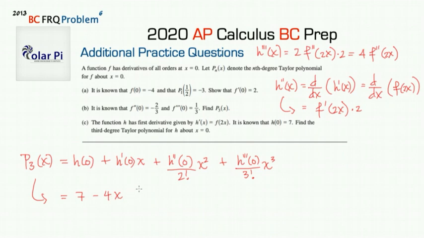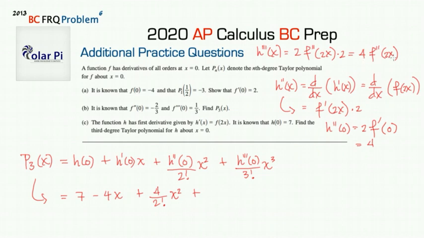So we've got -4x plus, and then h double prime of 0, we labored hard to find. It's right here. And that was 2 times f prime of 2x. So h double prime of 0 is going to be 2 times f prime of 2 times 0, but that's just 0. So it's just 2 times f prime of 0. Now f prime of 0, as we found in part A, was 2. So we're going to get 4 here, right? Okay, so we've got plus 4, but then we have over 2 factorial, and then x squared, right? Okay, cool. Plus h triple prime of 0.